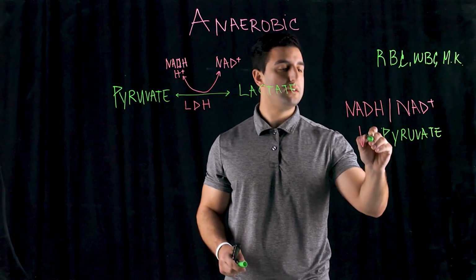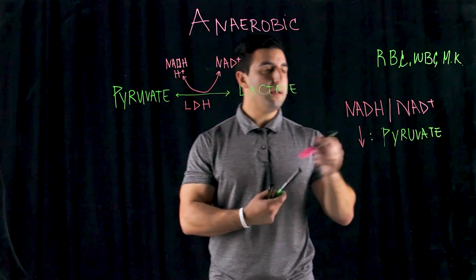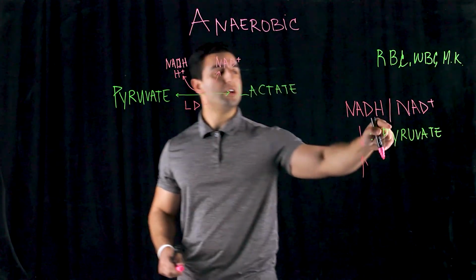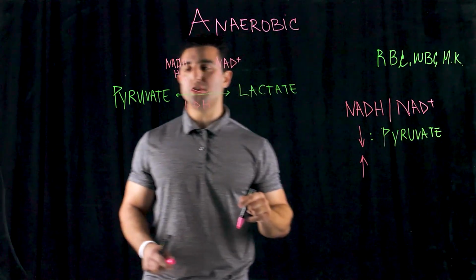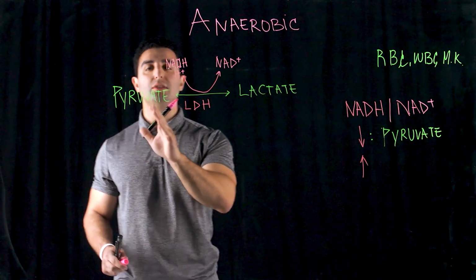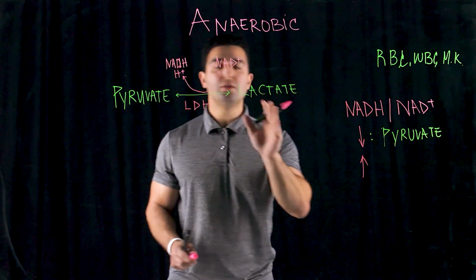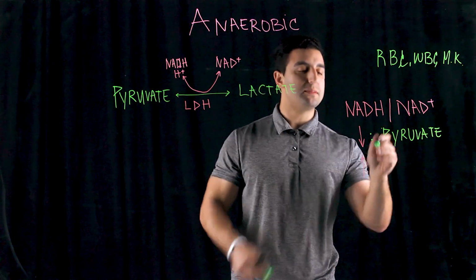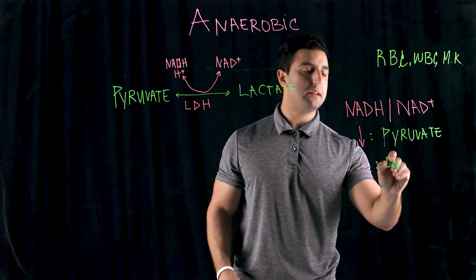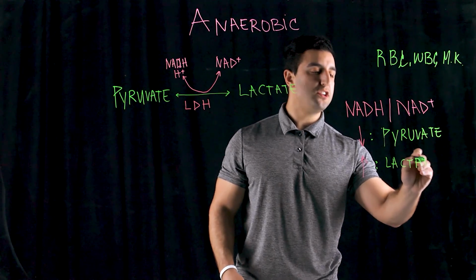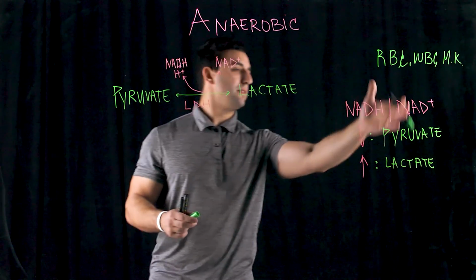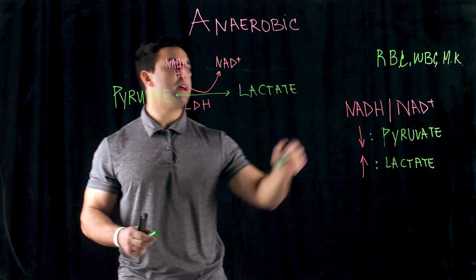Vice versa, if you have an increase in the NADH to NAD positive ratio, this leads to the pyruvate becoming more reduced. So with this reduction, you have an excess production of lactate. This is just a general idea of how anaerobic respiration takes place, the different ratios, and where it happens in the body.